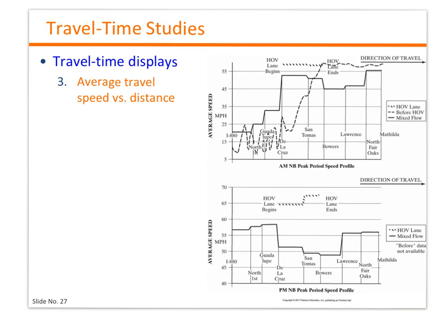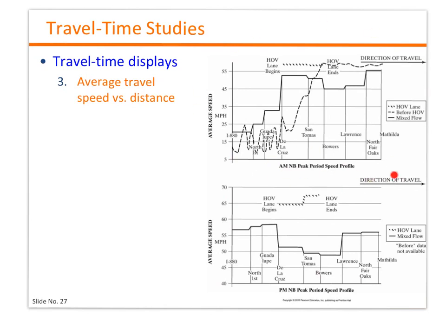A third way of showing the travel time is the average travel speed versus distance. Here again you can see that the x-axis is the AM northbound peak period speed versus the y-axis, the average speed, and also in the second portion here, this is the PM northbound peak period speed profile versus the average speed. And now we're showing two examples.